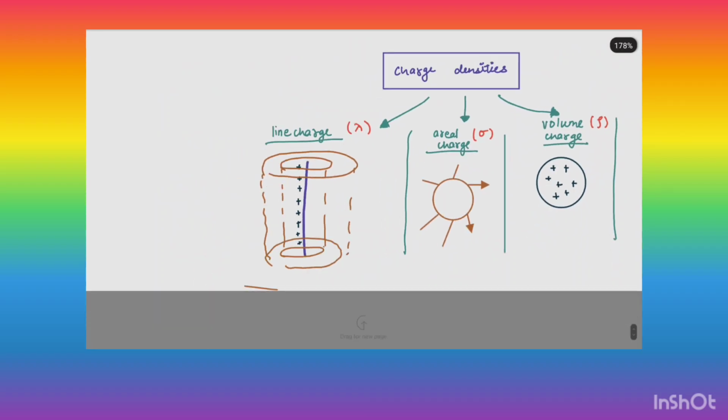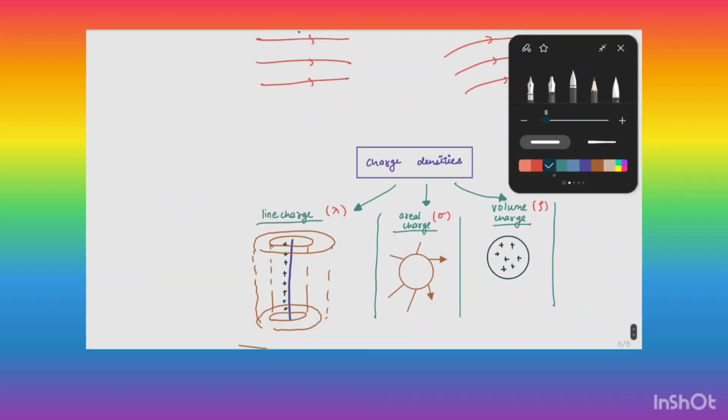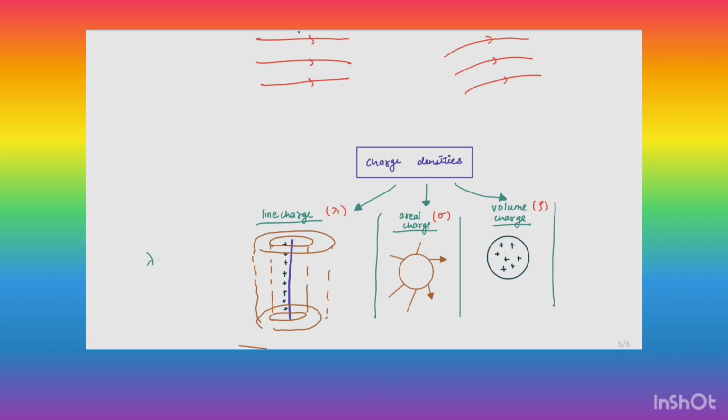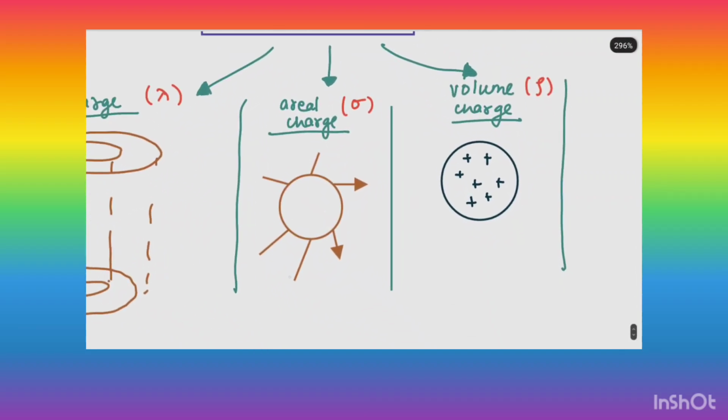Formula for these three is: lambda equal to charge upon unit length. Aerial charge sigma is equal to q upon area of that body. Like this is a sphere, therefore it would be 4 pi r square. Similarly, rho is equal to q upon volume. Volume is of a sphere, therefore volume of sphere is 4 by 3 pi r cube.